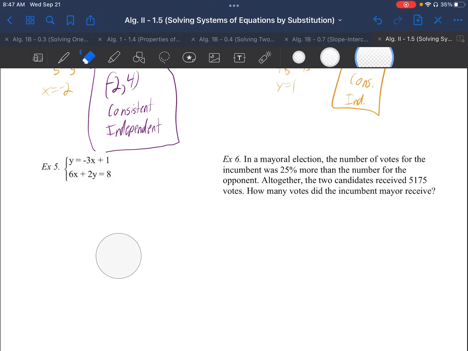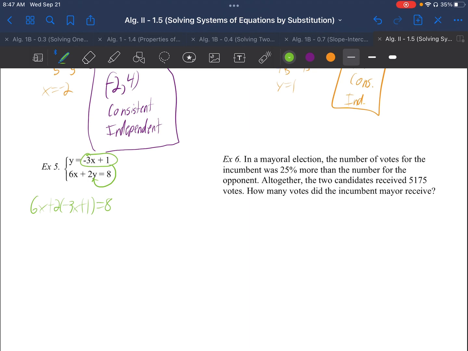Now, once again, we don't actually have to do this on this problem because we do have a variable solved for already. We do have this y already by itself. So this might be also a good problem just to pause, work through as much as you can, and then continue on with the video. So I'm going to take this negative 3x plus 1 and plug it in for y, and get 6x plus 2 times negative 3x plus 1 is equal to 8. 6x plus negative 6x.